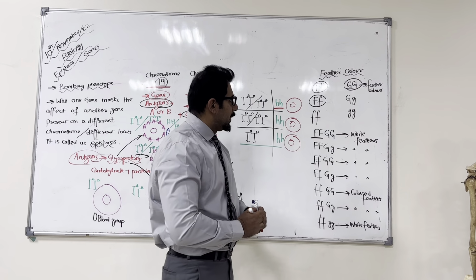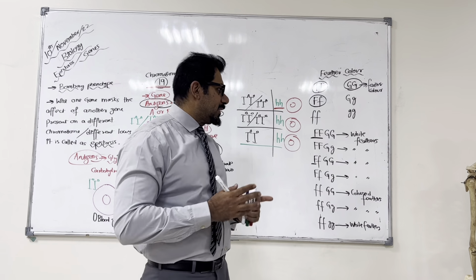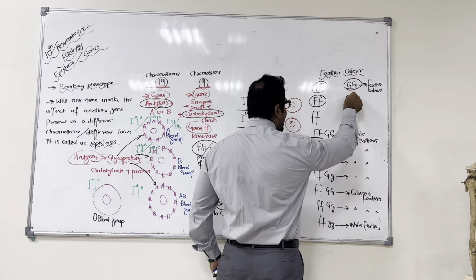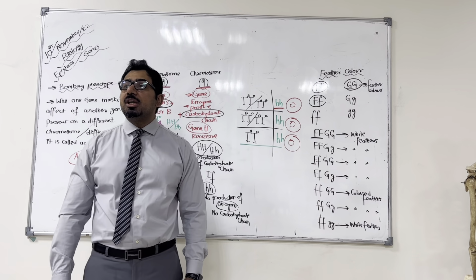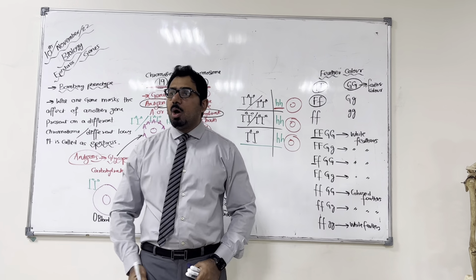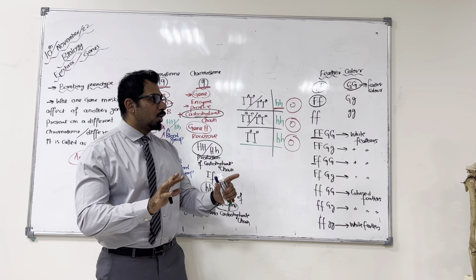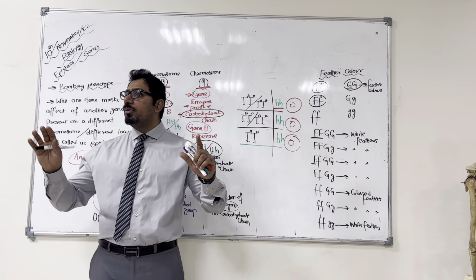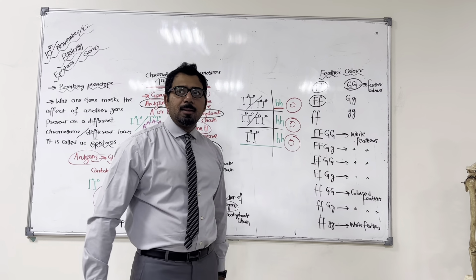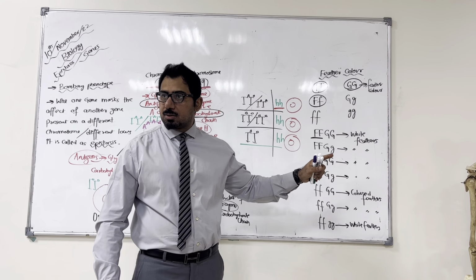So in this example of the feather color for the chicken, what is happening? This gene F is masking the effect of gene G. Now both are present on different chromosomes, at different loci. You know what a locus is, right? The position of a gene on a chromosome. But they are affecting each other. So this is the example of epistasis. Understood, everyone?